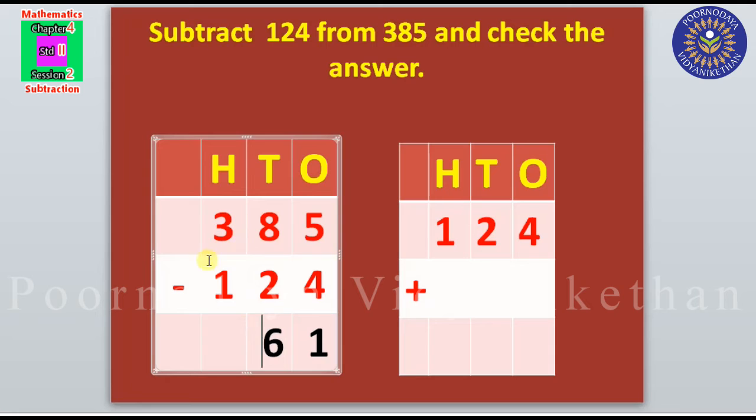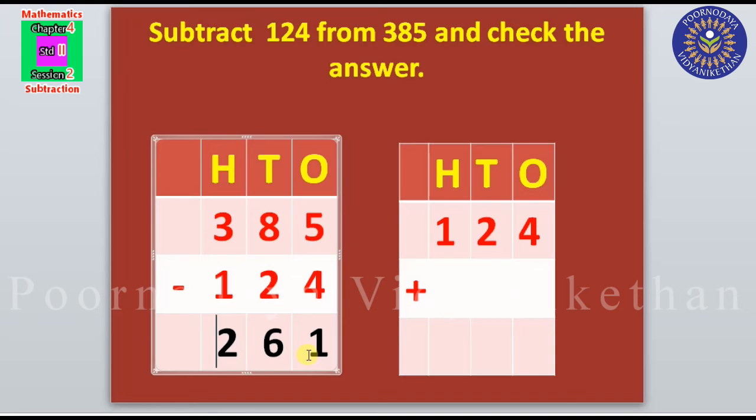Then next, in hundreds place, 3 minus 1. 3 minus 1 is equal to 2, isn't it? So our difference, our answer, is 261. What's the answer? 261. You have already learned this in the last class, how to subtract two numbers.